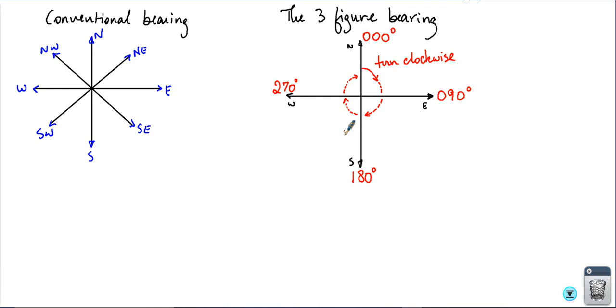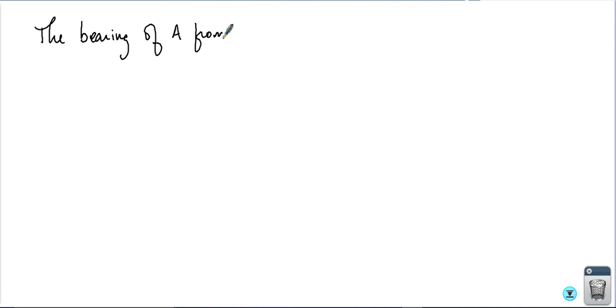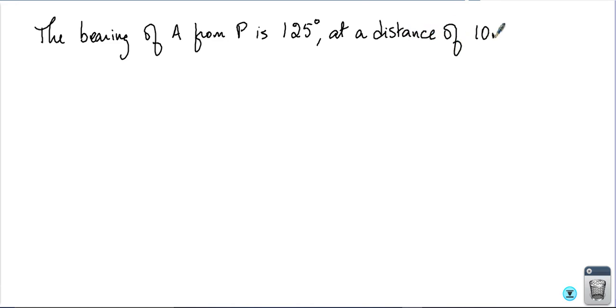Now, how do we use the three-figure bearing? For example, the bearing of A from P is 125 degrees at a distance of 10 meters. So, let us look at this statement.